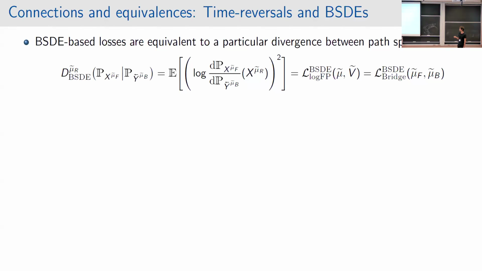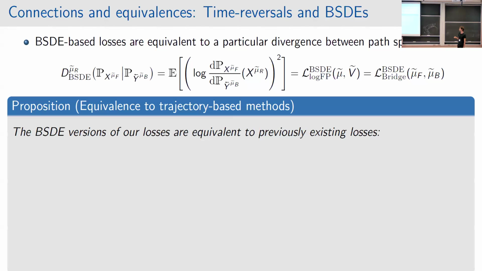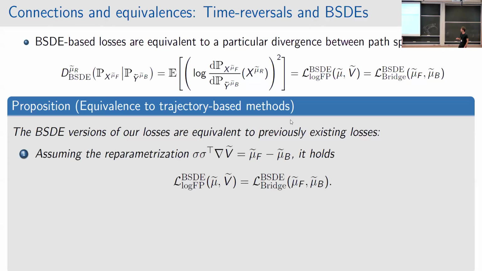And we found this quite nice because you can really basically rederive what people have done before, and I make it a little bit more formal. So the BSDE versions of our losses for these log Fokker-Planck PDE I showed you at the beginning basically are equivalent in the sense that if I assume this reparametrization here, which for the experts is, by the way, Nelson's identity, then I realize that this log Fokker-Planck BSDE loss is exactly equal to the bridge loss.